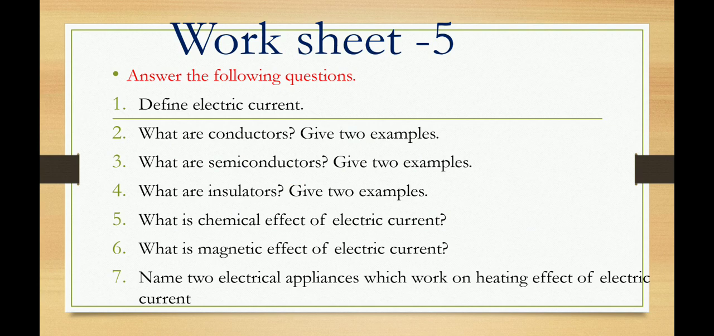Define electric current. What are conductors? Give 2 examples. What are semiconductors? Give 2 examples. What are insulators? Give 2 examples. What is the chemical effect of electric current? What is the magnetic effect of electric current? Name 2 electrical appliances which work on the heating effect of electric current.